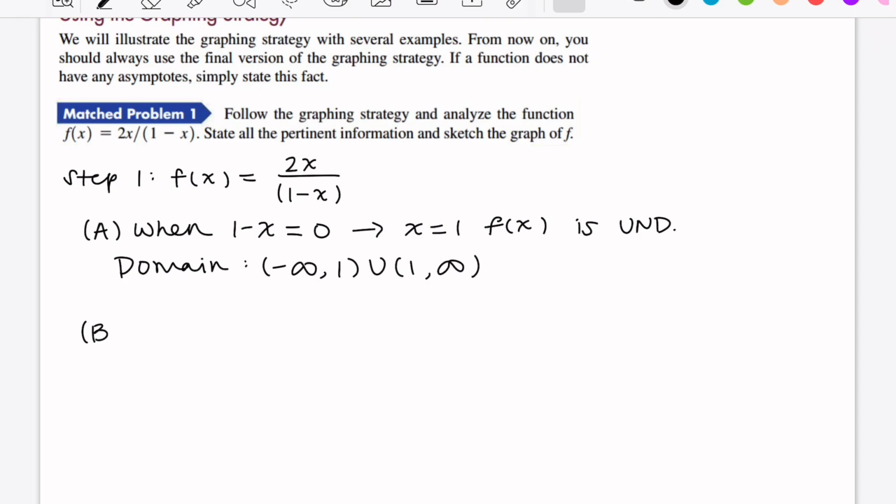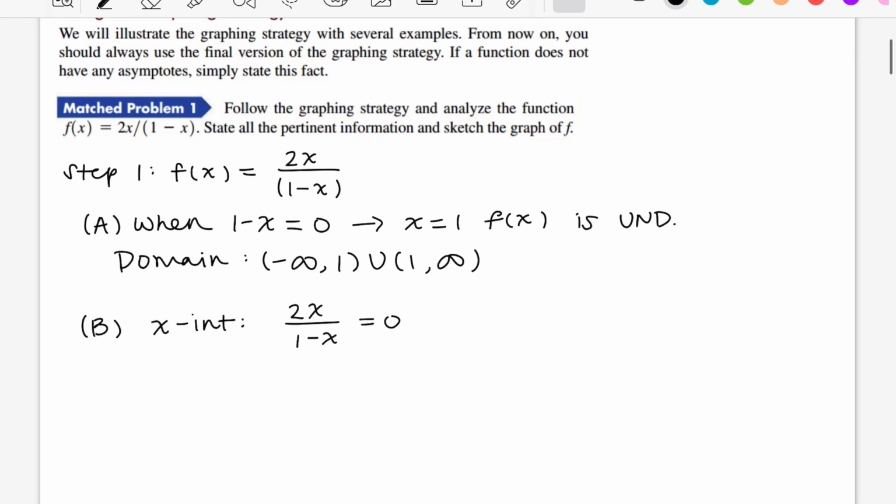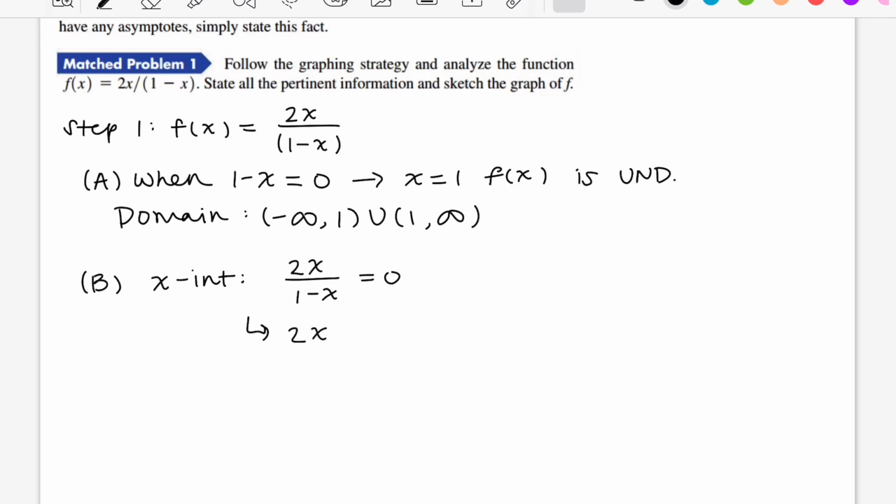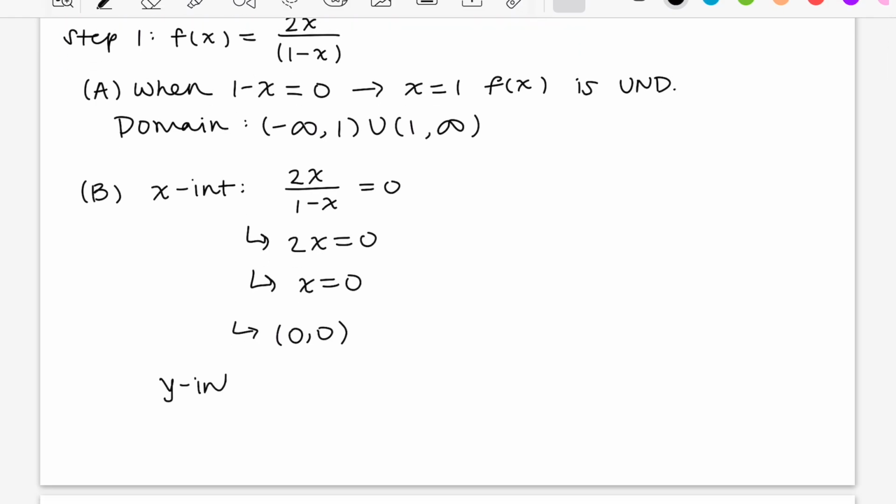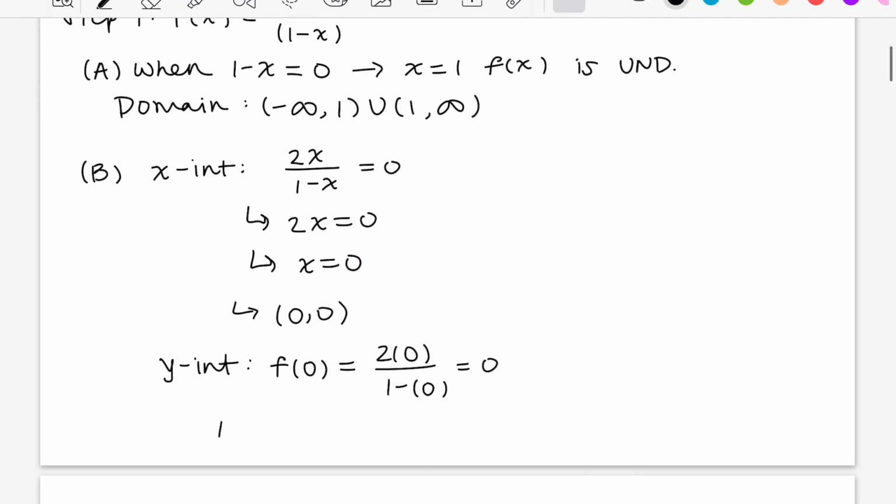All right, now we want to find our intercepts. So to find our x-intercept, we set our function equal to 0. So then we'll get that 2x is equal to 0, so this tells us that x is equal to 0. So our x-intercept is going to be the origin. Similarly, we want to find our y-intercept. So we're going to plug in 0 into our function. All right, and in this case, we'll get 0. So this tells us that our y-intercept is also the origin.